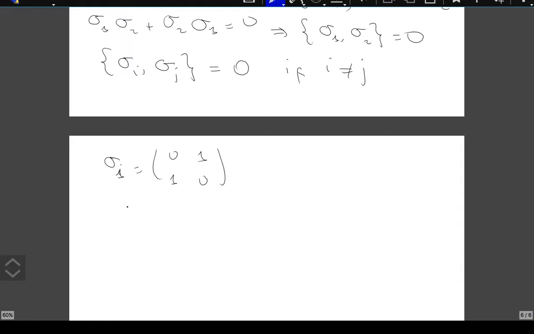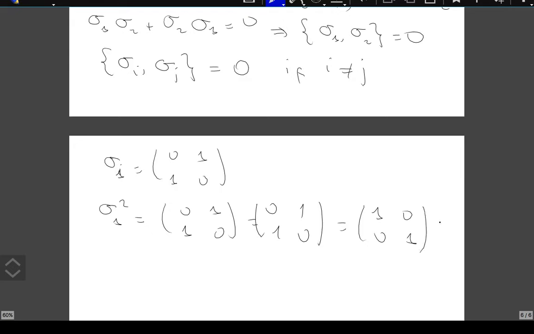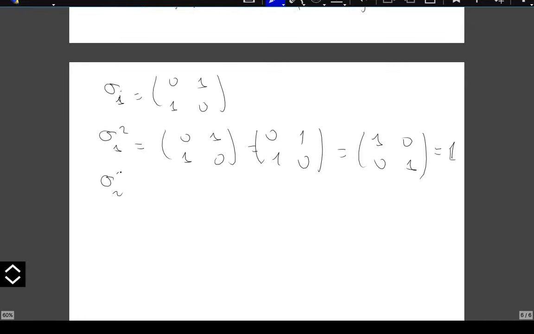You can talk about their squares. If you take sigma 1 squared, 0, 1, 1, 0, times 0, 1, 1, 0, this is 1, 0, 0, 1, which is nothing but the identity matrix. Well, in fact, you can just do it for the other ones. Sigma 2 squared is 1. Sigma 3 squared is 1.